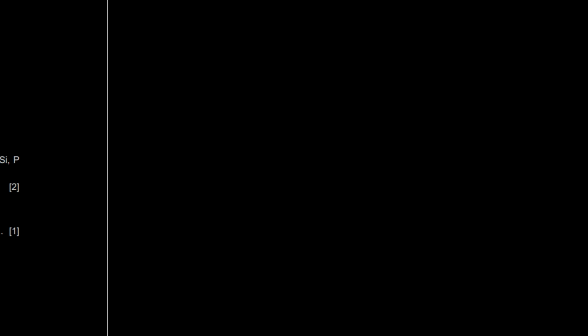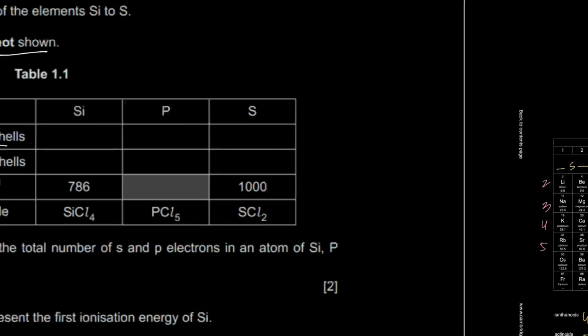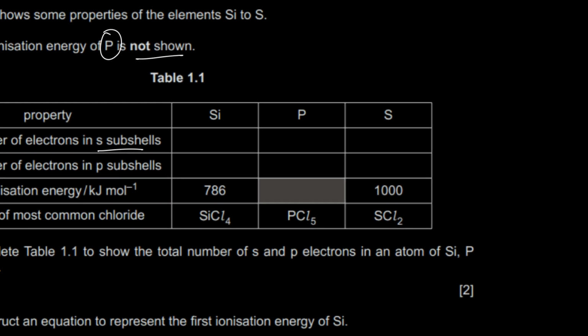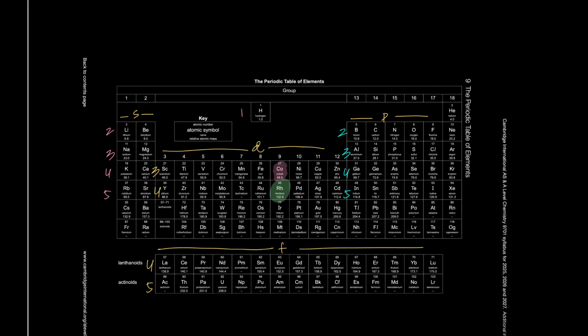Where's my periodic table? It's right here. So, total number of electrons in silicon, phosphorus, and sulfur in the s subshell. Silicon is right here, phosphorus is right here, and sulfur is right here. So how many electrons do silicon, phosphorus, and sulfur have in the s subshell? It has 3s2, 2s2, and 1s2.